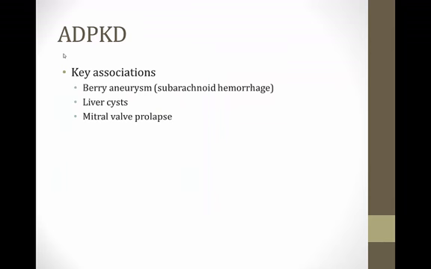There are a couple of very important and high yield associations with ADPKD that you should know about. And the first one is berry aneurysms. These are aneurysms in the brain in the circle of Willis, and if they rupture, they will cause a subarachnoid hemorrhage. And in fact, many patients with autosomal dominant polycystic kidney disease die from subarachnoid hemorrhage. Patients with this condition also get liver cysts, and they can also develop mitral valve prolapse.